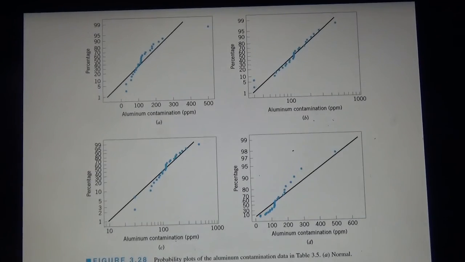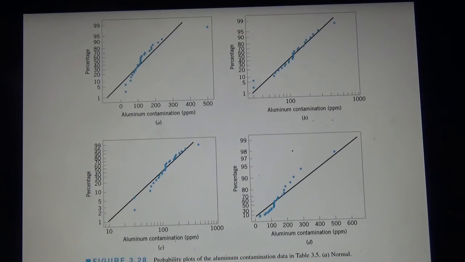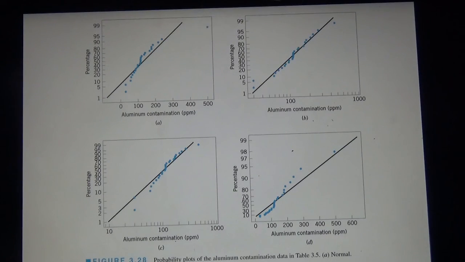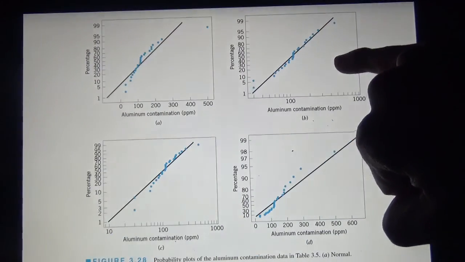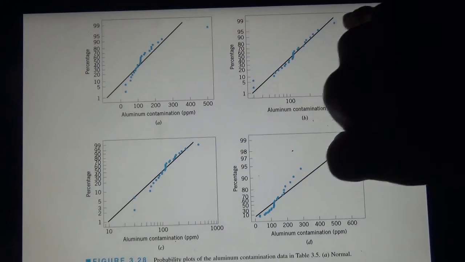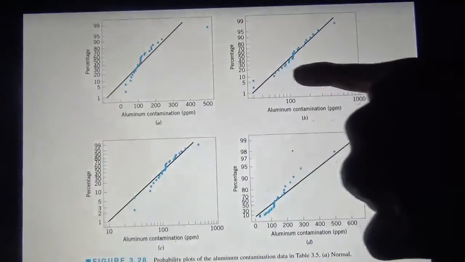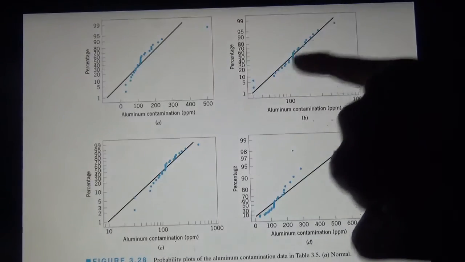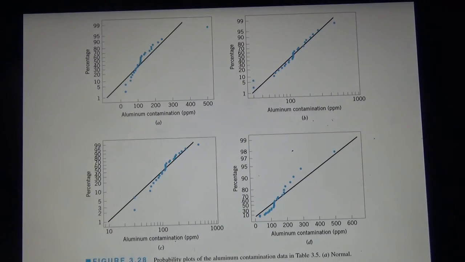There are other probability plots. For example, the first one is normal. Since there are some points above the line and some points below the line, they tried to use the log normal distribution, and this fits better than the first one. These values fit on the line better than that one, so maybe it is better to use this distribution.